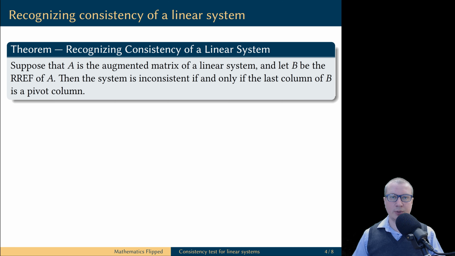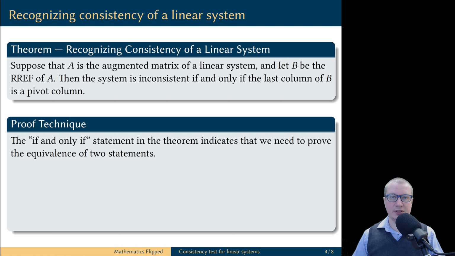Let's figure out a simple way to recognize consistent linear systems versus inconsistent linear systems. Suppose that A is the augmented matrix of a linear system and B is the reduced row echelon form of this augmented matrix. Then the linear system is inconsistent if and only if the last column of B is a pivot column. Before we proceed with the proof, let's spell out what it is that we need to prove.